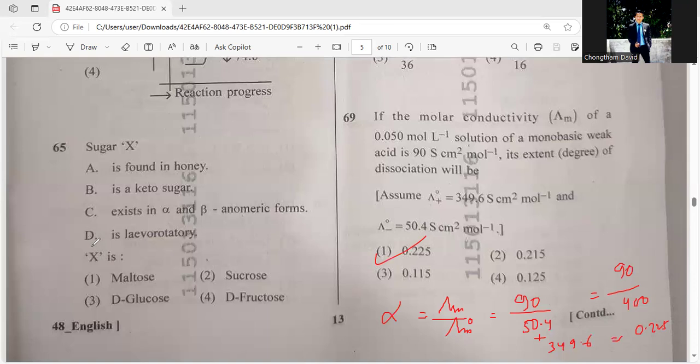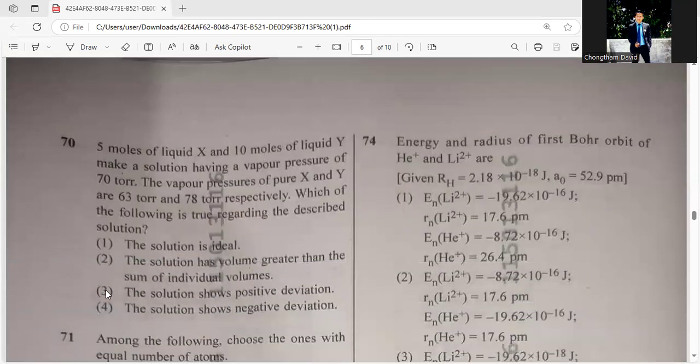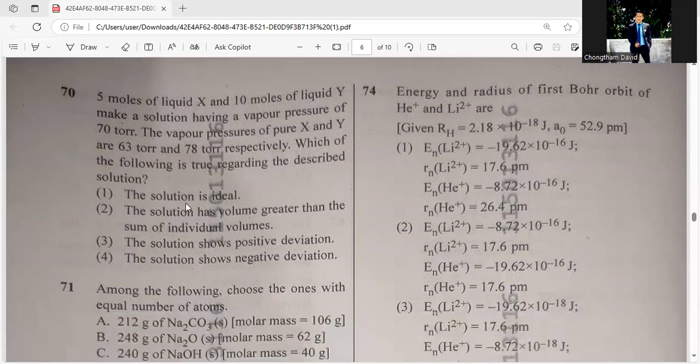Let us read the next question. Question number 70. 5 moles of liquid X and 10 moles of liquid Y make a solution having a vapor pressure of 70 torr. The vapor pressures of pure X and Y are 63 and 78 torr respectively. Which of the following is true regarding the described solution? This is a concept-based question, not that difficult. So think.